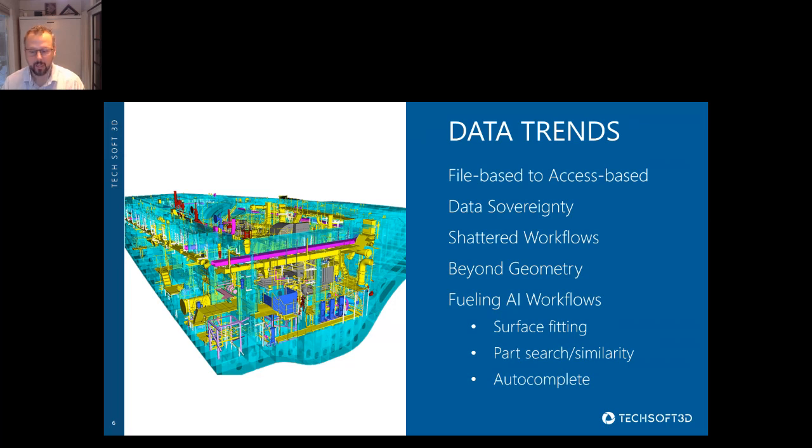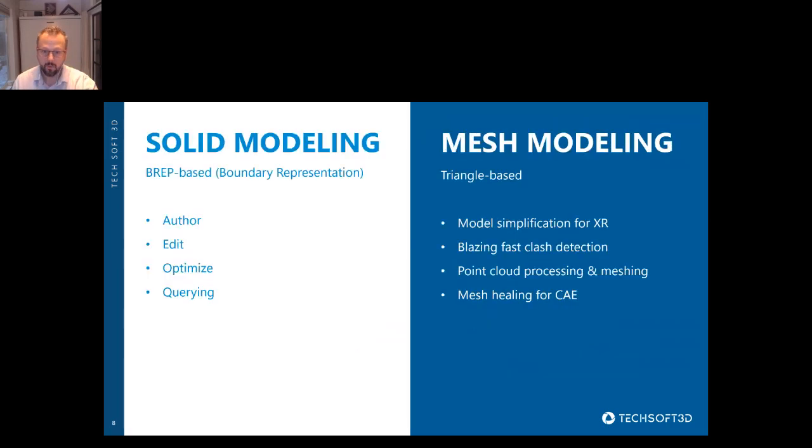And already we're seeing applications in surface fitting. So we'll talk about point clouds in just a minute here, but being able to identify objects from point clouds, being able to do a part search or similarity, especially in mechanical systems. We're helping people really try to encode their 3D data to enable that. And then of course, autocomplete of design workflows. So it starts with data. Those are some of the trends we're seeing in data. There's toolkits that kind of allow that.